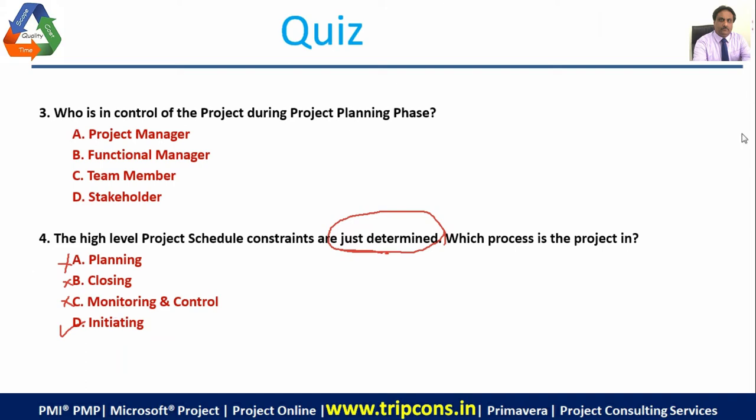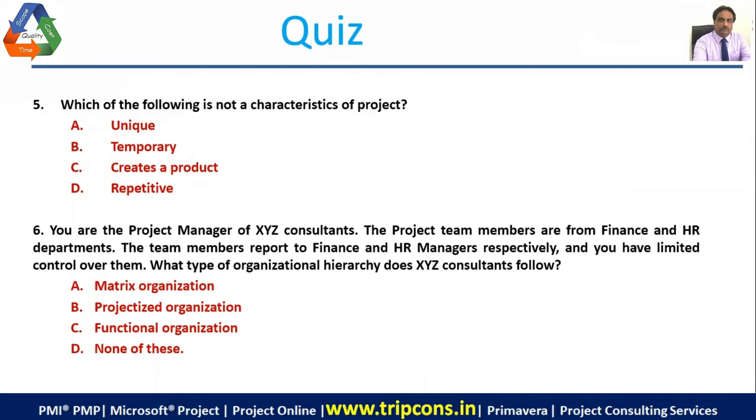Okay. So after the high level, what happens? You go to the low level, which is planning, right? So you got it right. You are going in the right direction. Next: which is not characteristic of a project? What is not characteristic of a project? Repetitive. Repetitive, yes. So repetitive is the selectable answer.